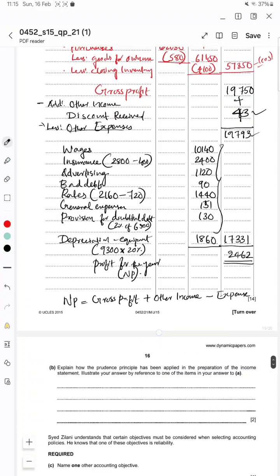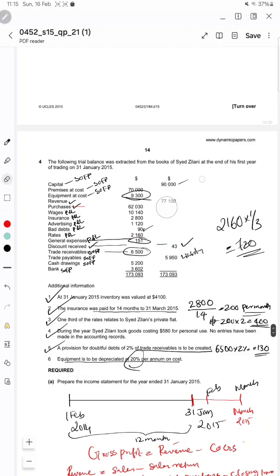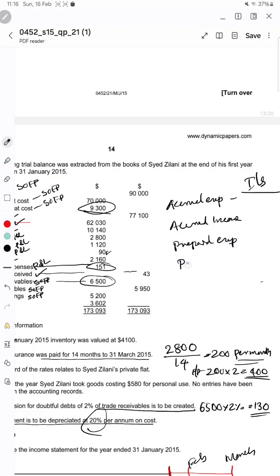So here, if there are adjustments, I'll give you a small note. If there are adjustments like accrued expenses in the income statement, what should you do? Accrued expenses or accrued income, prepaid expenses and prepaid income. If it is accrued, all the accrued should be added in the income statement. Okay, accrued should be added and prepaid should be deducted.